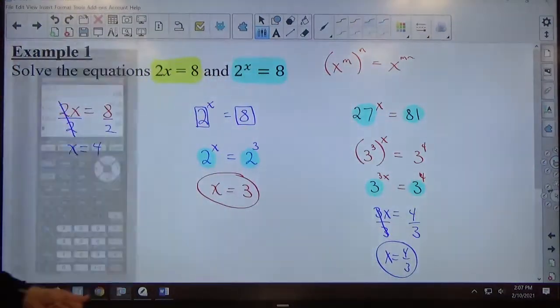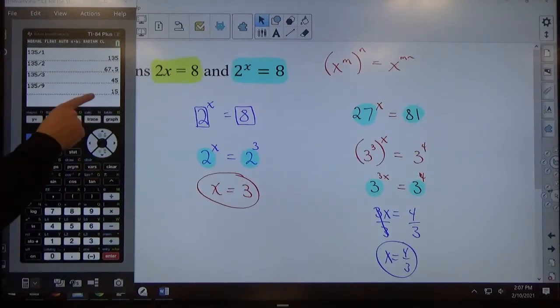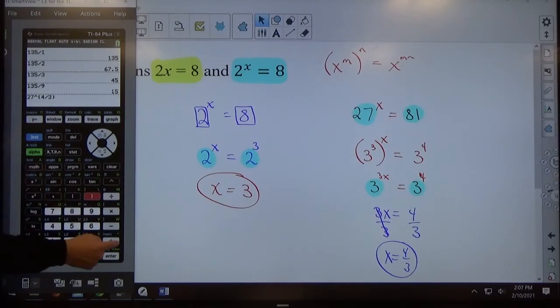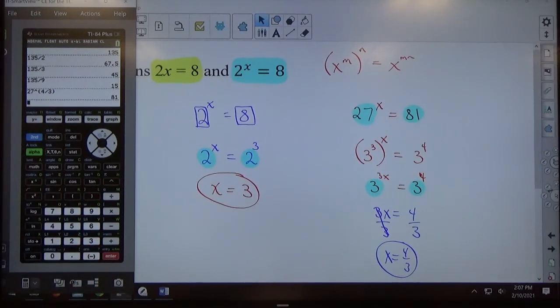If I grab my calculator, I can check my answers anytime I want to. That says 27 to the x power equals 81. So if I do 27 to the parentheses 4/3 power equals 81, we can verify that we have the correct answer. But again, if the power is fractional, make sure you put parentheses, power, and parentheses. If I type in 27 caret 4 divided by 3, it's going to take 27 to the fourth power and divide that by 3, and it's ginormous. So again, tell your calculator what to do correctly. If you want to take it to the 4/3 power, the power must be encased in parentheses.